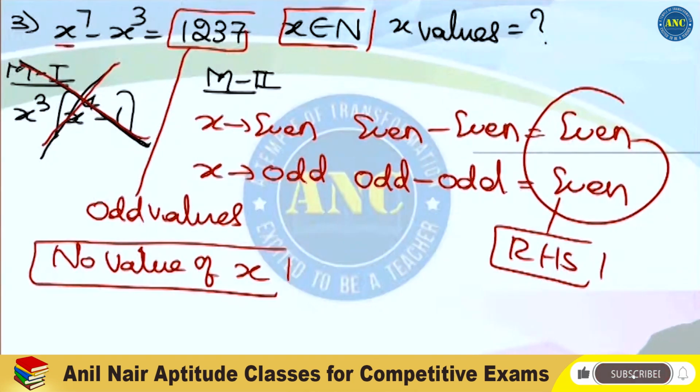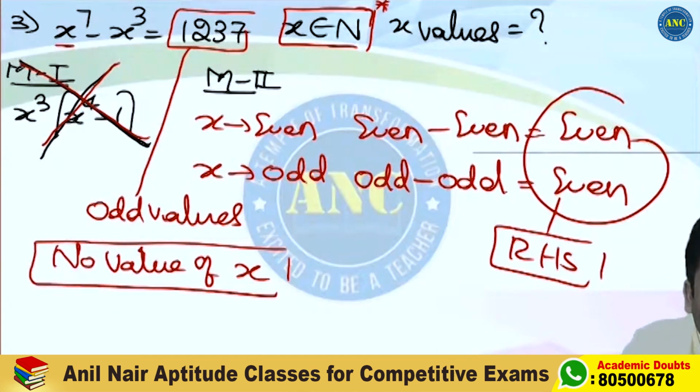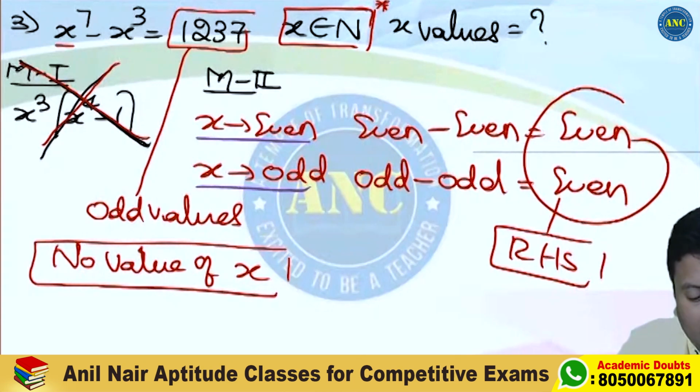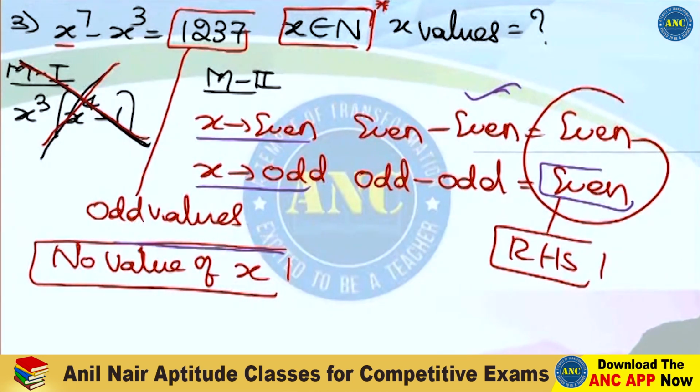If x is n, here the root cause is x is a natural number. If x is a natural number, x should be an even number or x should be an odd number. So even minus even is even, odd minus odd is also even. The right hand side should be an even number, but the right hand side given in the question is odd. Therefore, no value of x.